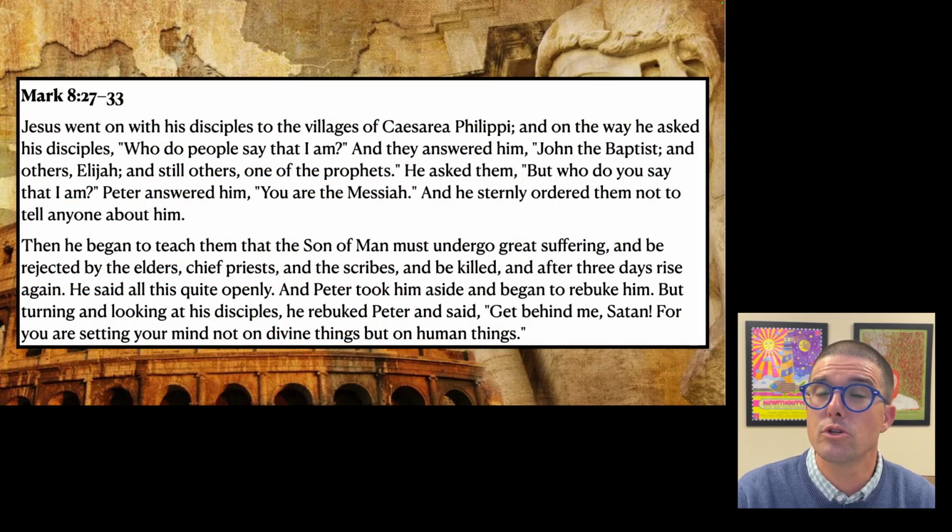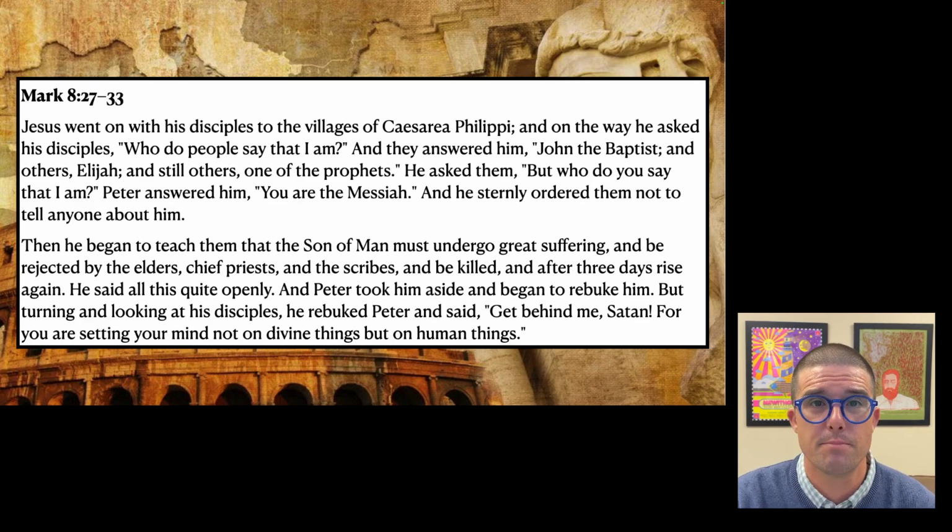This theme is introduced early in the narrative and is meticulously woven throughout the text, guiding the audience to a profound understanding of Jesus' mission and identity. Mark chapter 8, verses 27 through 33 are a critical point in the narrative. Here, Peter, recognizing Jesus as the Messiah, vehemently rejects the notion of a suffering Savior. Jesus' rebuke of Peter, "Get behind me, Satan, for you are setting your mind not on divine things, but on human things," starkly highlights the divine necessity of Jesus' suffering.